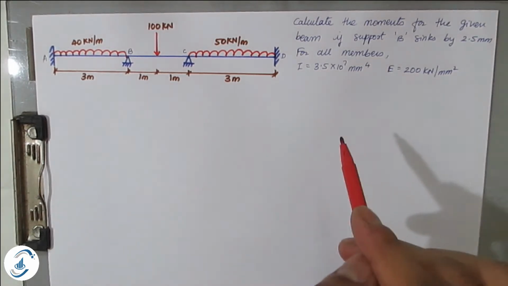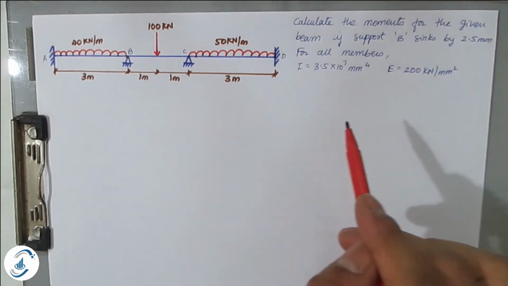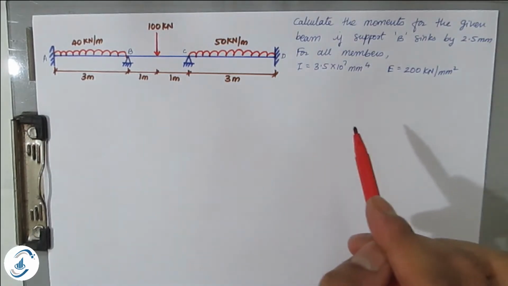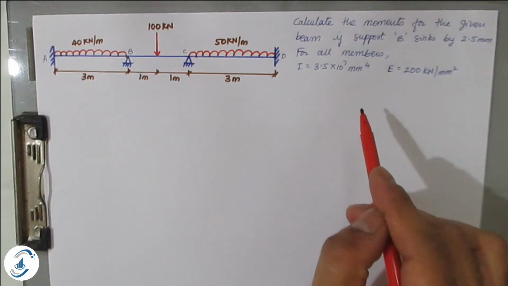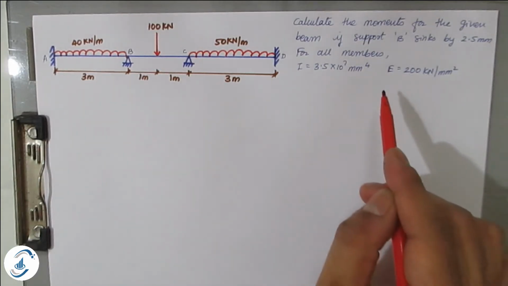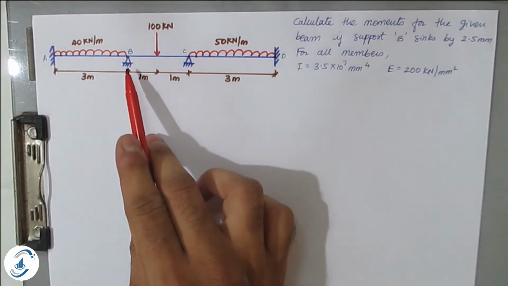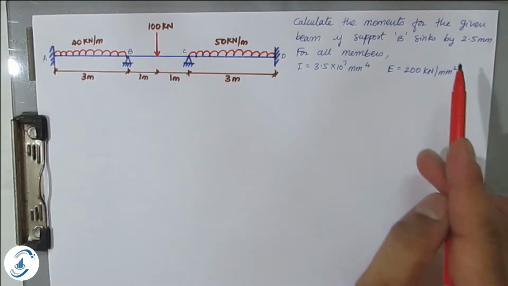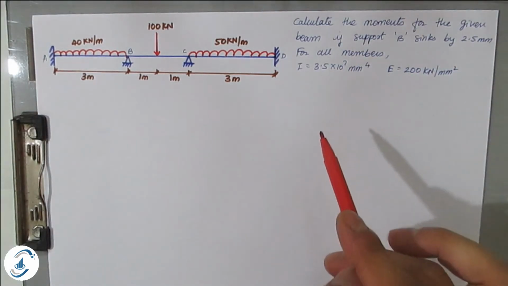So this is the speciality of this beam because in the previous 3 videos we have seen where EI was constant or I value was varying. There was no numerical value of E and I. Whereas in this problem there is a numerical value for I as well as E and also the support B. So this support is sinking by how much magnitude? 2.5 mm. So all these things will be considered in this problem and it will be explained step by step.